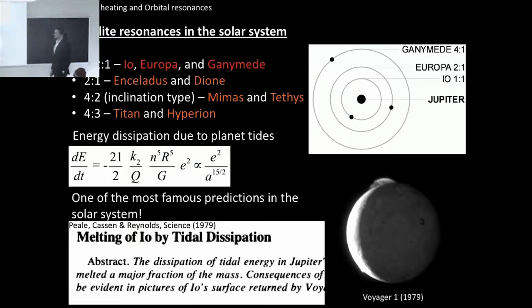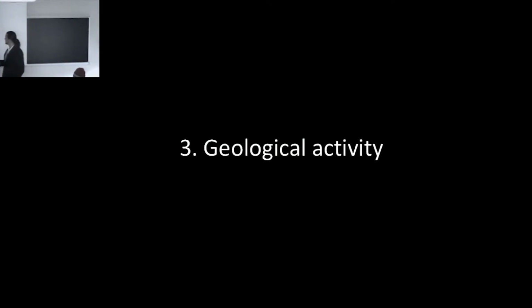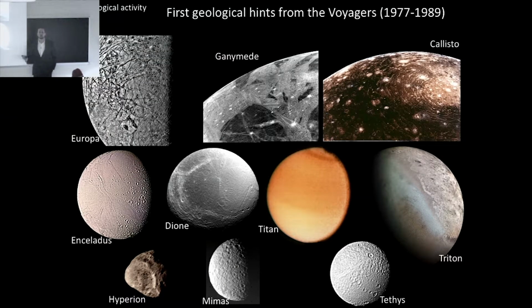Okay, now this brings me to the next part, and that's looking for signs on the surface, the signs for geological activity. Voyager was a very important mission because it gave us the first images of how those moons look. So by looking at surfaces, we could start classifying which objects are more interesting than others in terms of internal ocean.